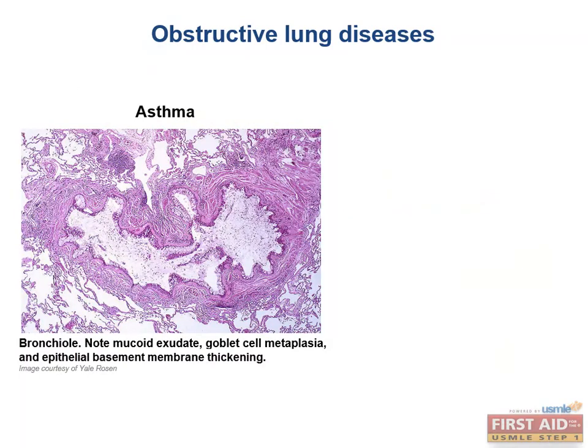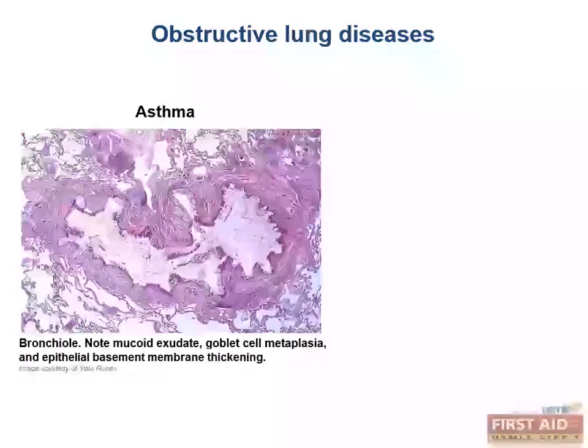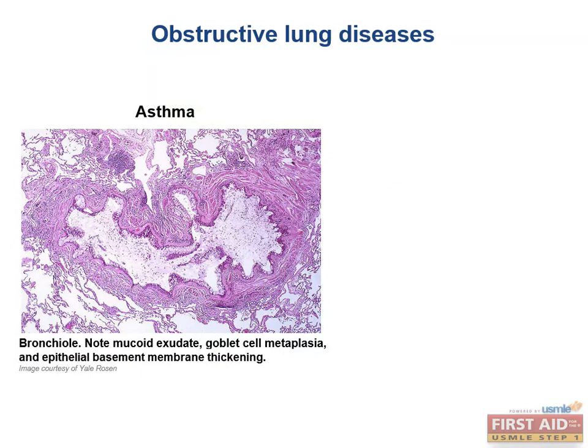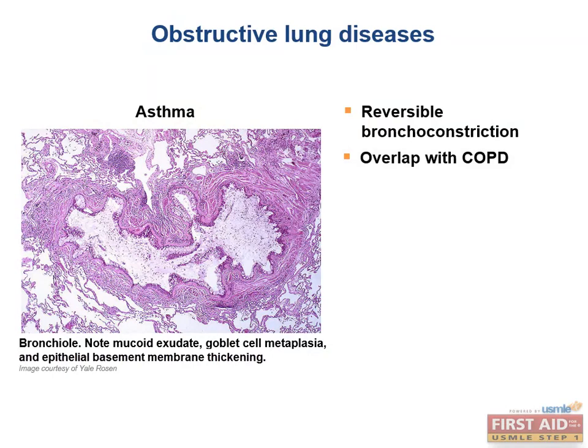Here's a picture of a patient's bronchiole who has asthma. Note the mucoid exudates in the lumen, the goblet cell metaplasia, and the epithelial basement membrane thickening. So how is asthma different from COPD? Asthma is classically caused by bronchial hyperresponsiveness, leading to reversible bronchoconstriction, whereas in COPD, the obstruction tends to be fixed. Now remember, there's a spectrum of disease where you can have a bit of overlap between the two conditions.